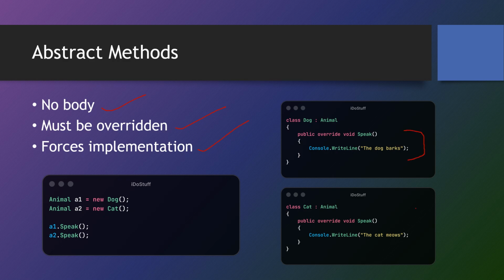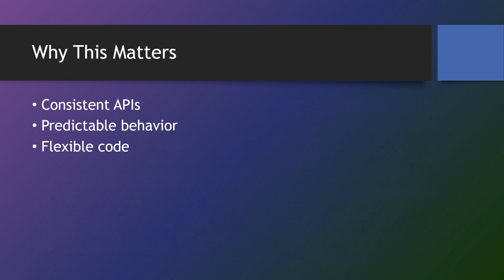Why this matters? In real applications, you want consistent APIs, predictable behavior, and flexible implementation. Abstract classes give you all three. They prevent bad designs and make large systems easier to extend.